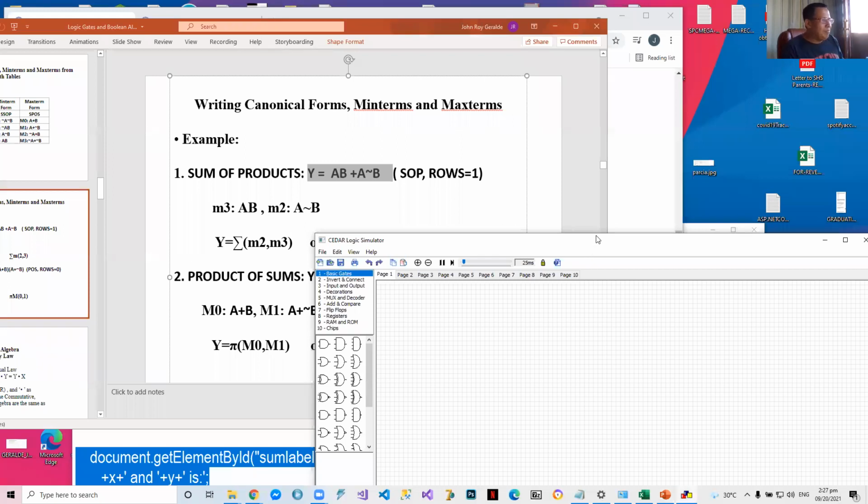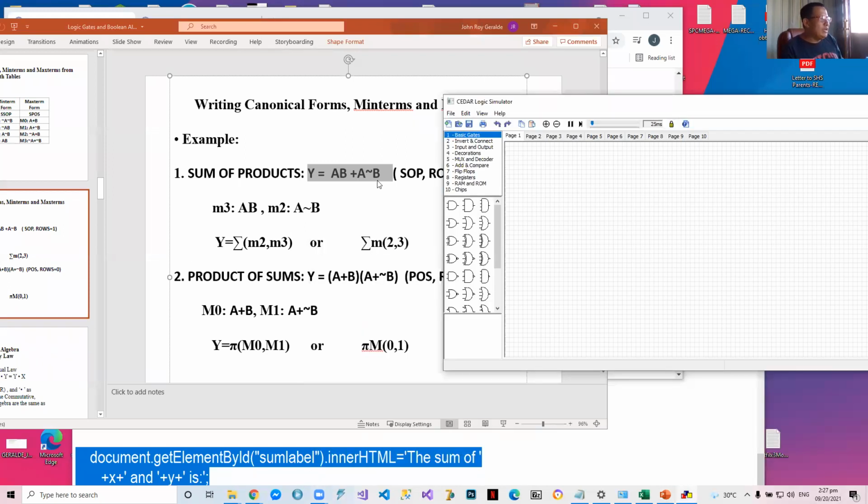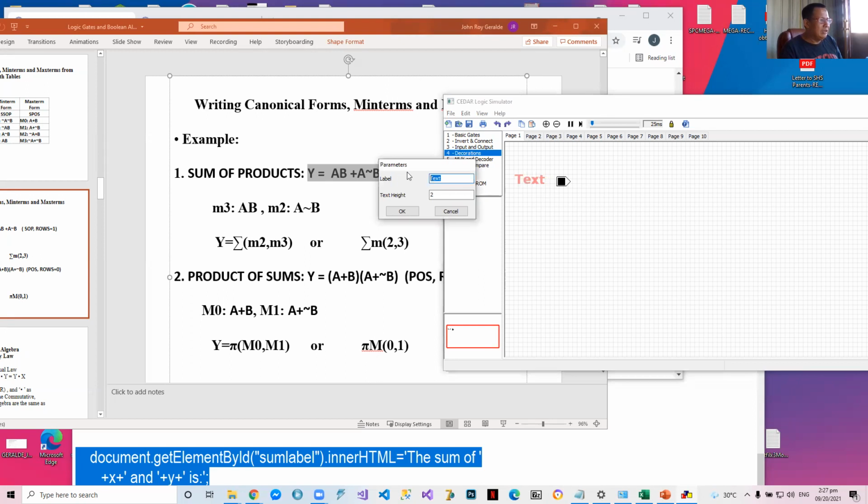Okay, AB. So we'll need an AND gate for A. Now usually we will have input and output directions. This is a direction. And then we label it with A. Where's our label? Decorations, text. This is our A. Okay, ito yung A.